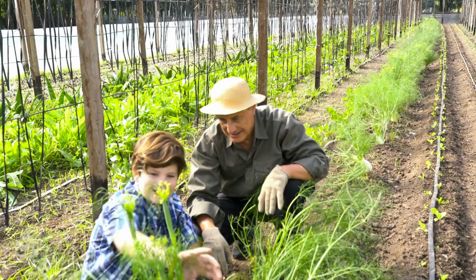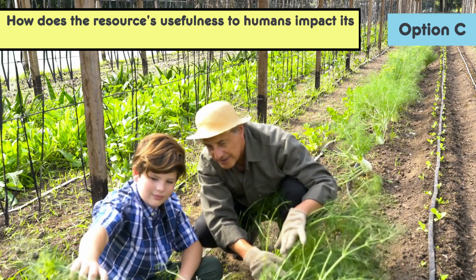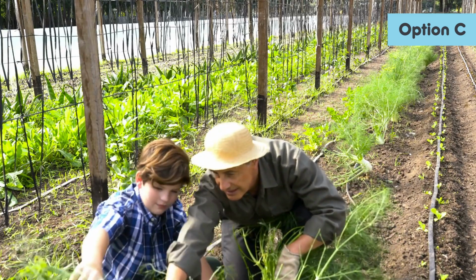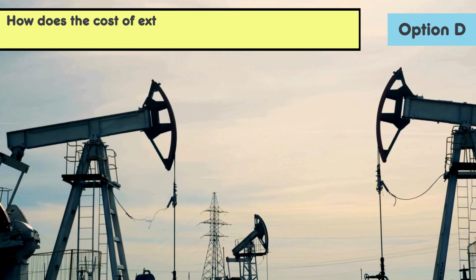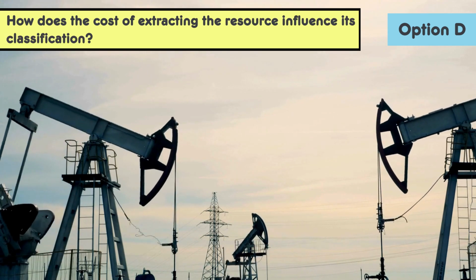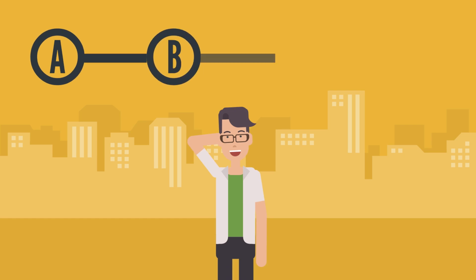Let's look at answer choice C. How does the resource's usefulness to humans impact its classification? What role does utility play? Let's think about answer choice D. How does the cost of extracting the resource influence its classification? What does this tell us about economic factors? Let's go ahead and select the correct option and proceed to part B.